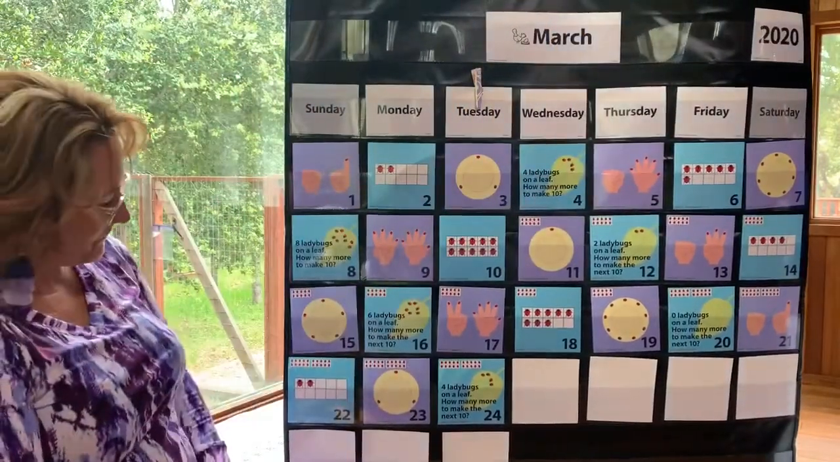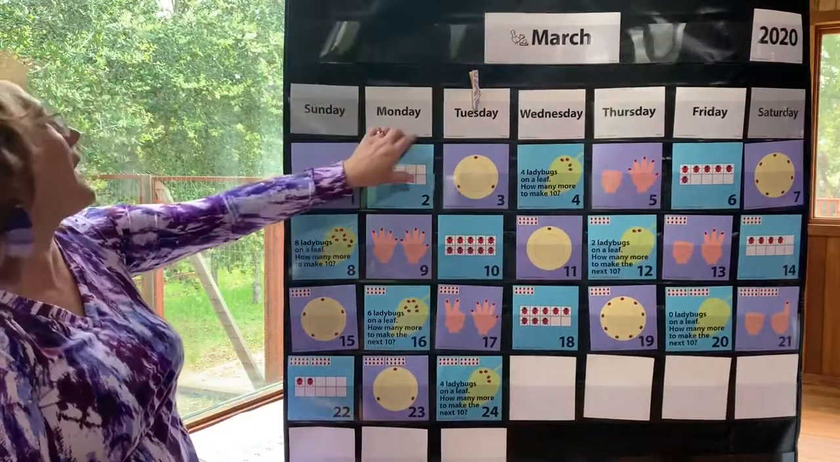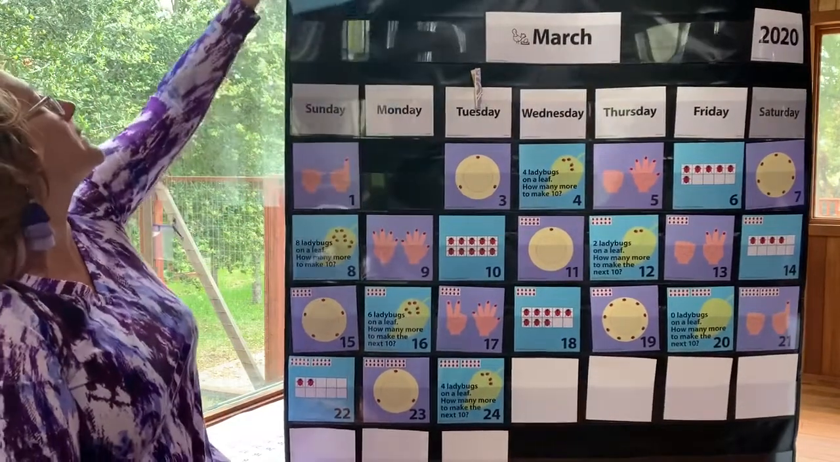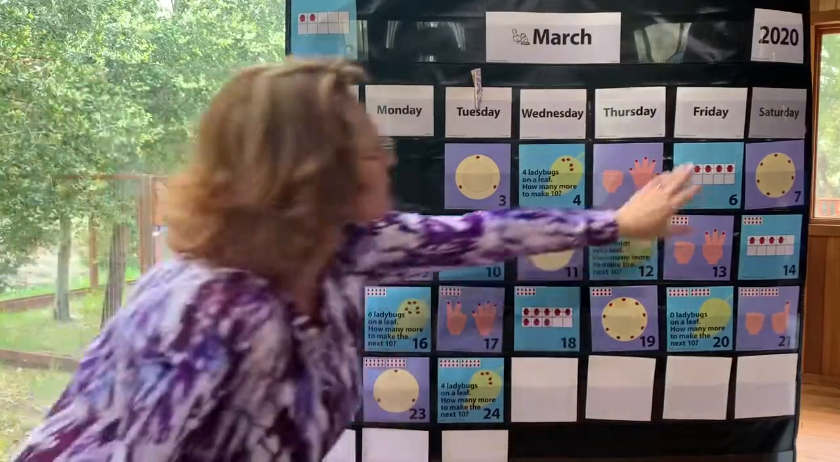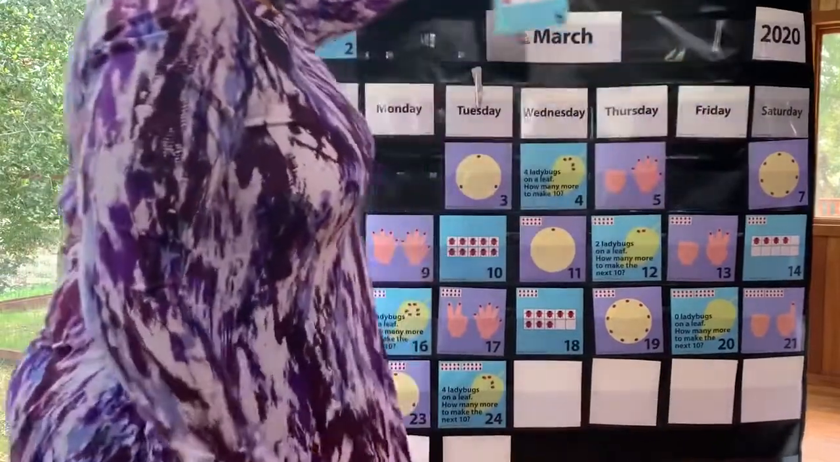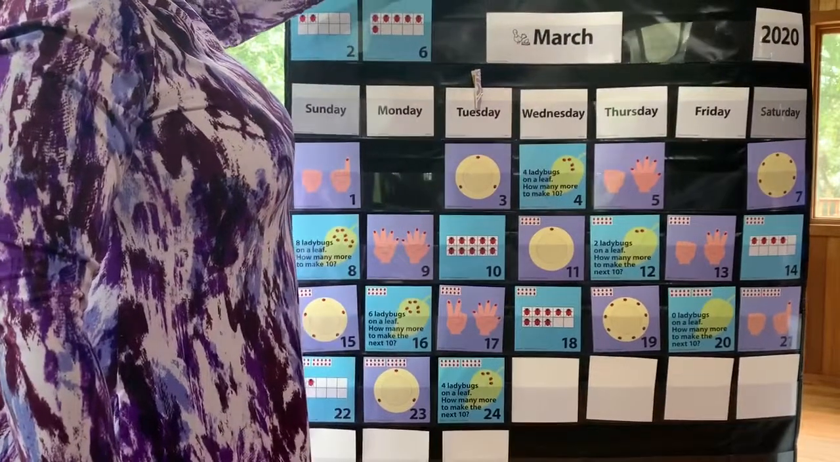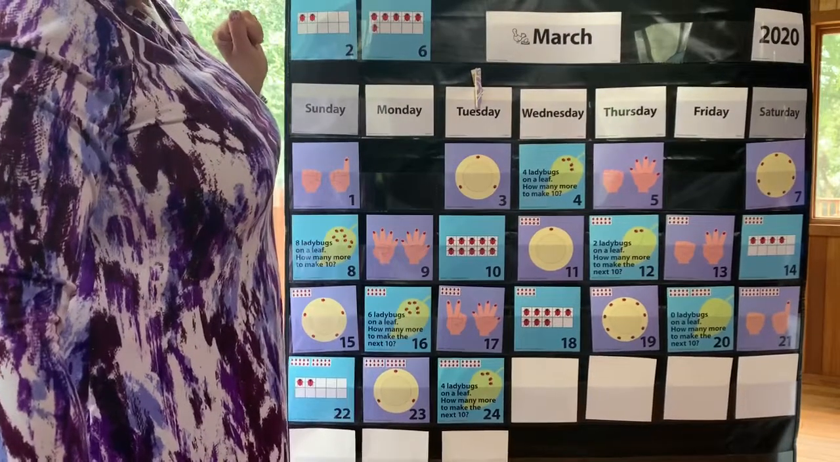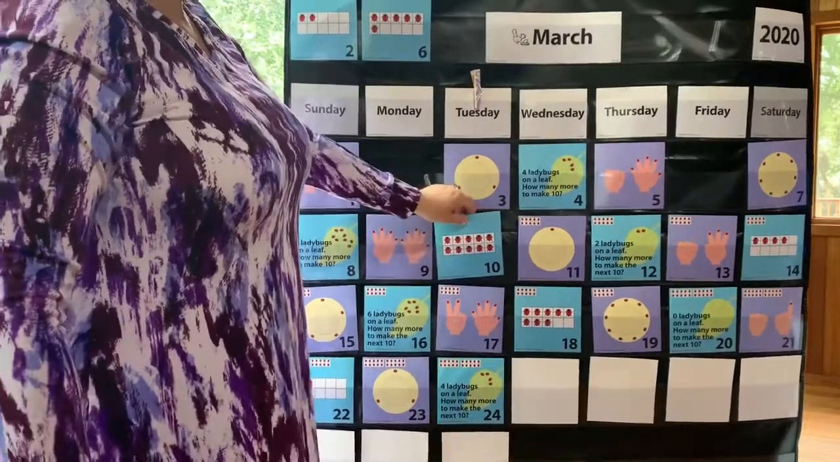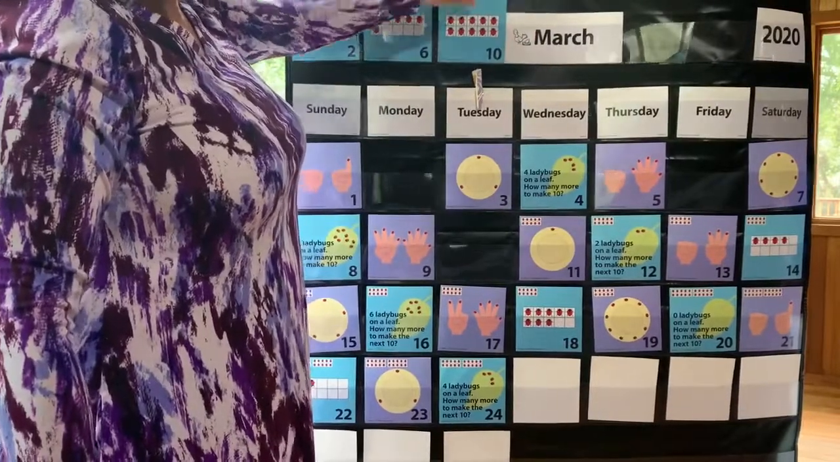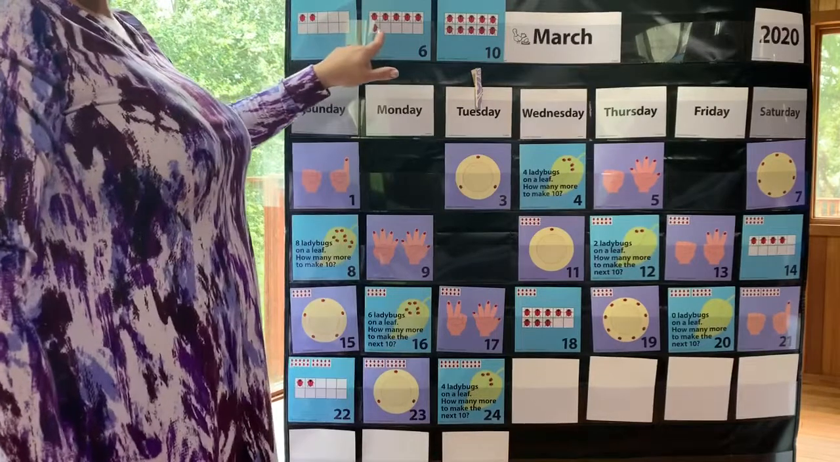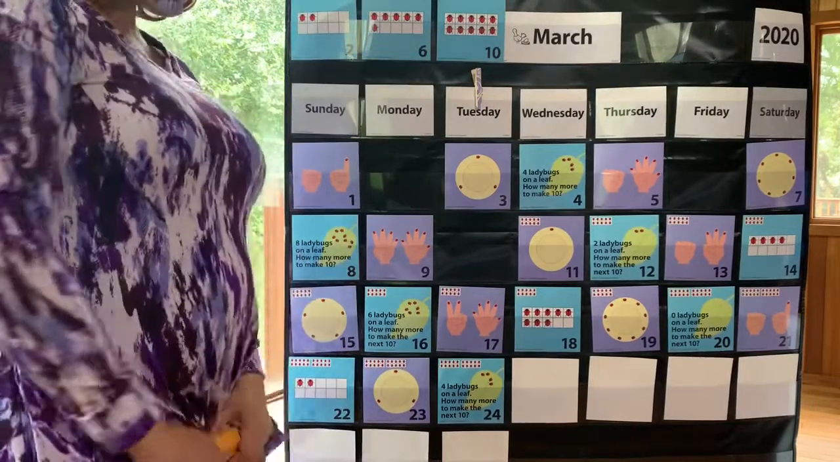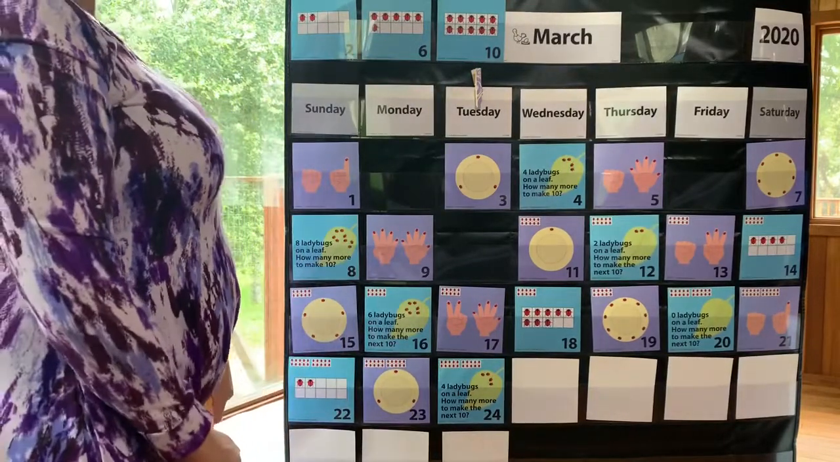Nice. So I'm going to actually pull up a bunch of our 10 frames. This is a 10 frame that only has 2 in it. Here's a 10 frame that has 6 in it. Our next frame is a 10. Take a look at our 10 frames. The first one is 2, 6, 10. What's the number that changes there?